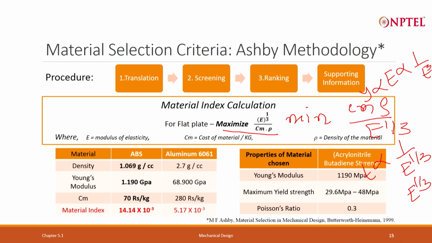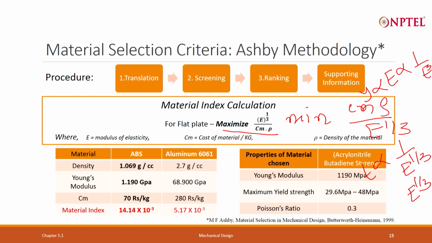So, which one has the higher material index, ABS or aluminum? It is ABS. The ABS has the higher material index. So, that is why we are selecting ABS.